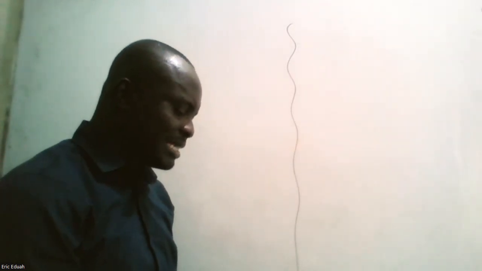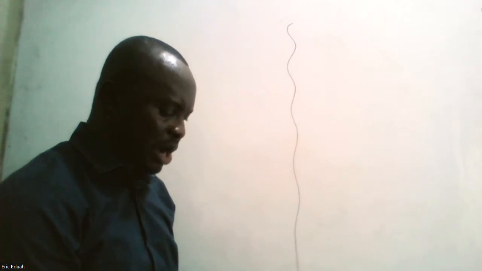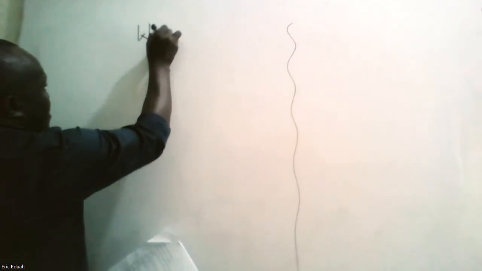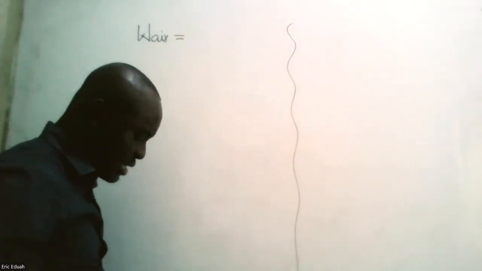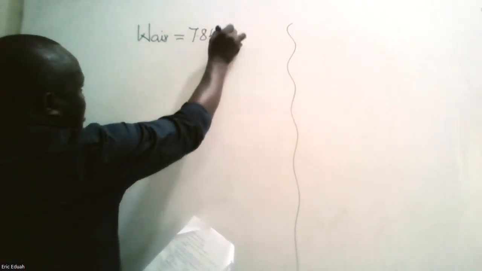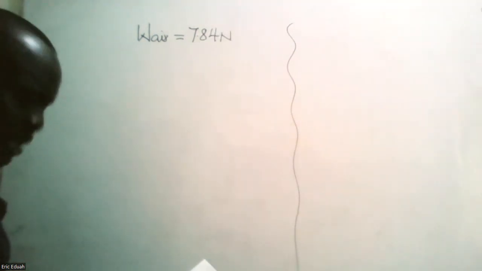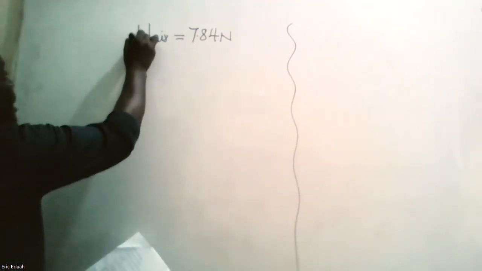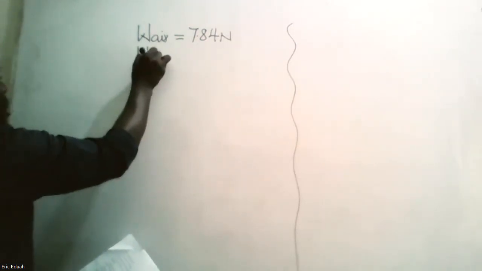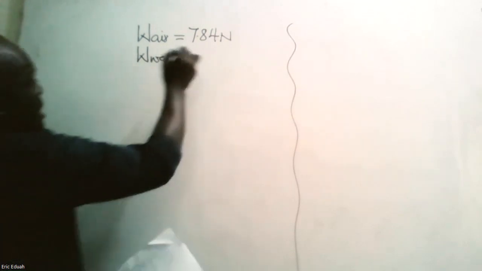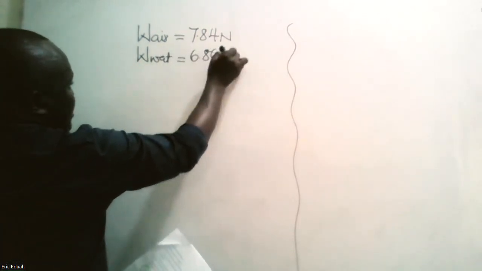Okay, so let's look at the information. Legend has it that he solved this problem by weighing the crown first in air. The weight of the crown in air is 7.84 Newton. Gloria, are you there? Yes, please. And the weight of the crown in water is 6.86 Newton.